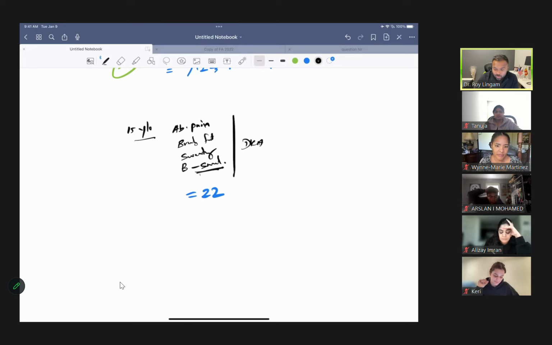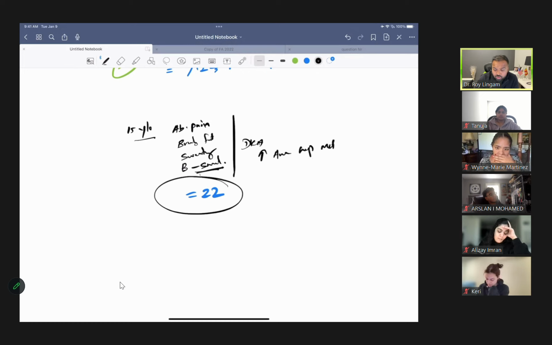Diabetic ketoacidosis. When I did the anion gap equation for diabetic ketoacidosis, this is the number I get for that kid. Everybody clear, folks? So when I see diabetic ketoacidosis, increased anion gap metabolic acidosis, that's what we learned in endocrine. Diabetic ketoacidosis patients have an increased anion gap.